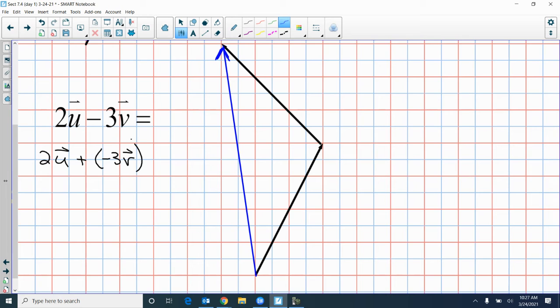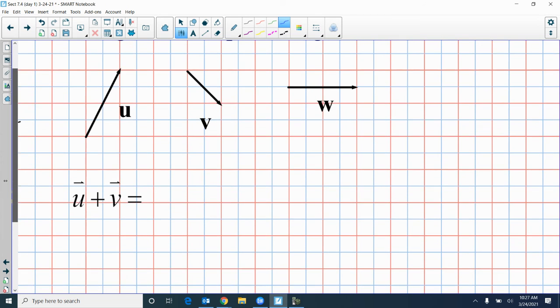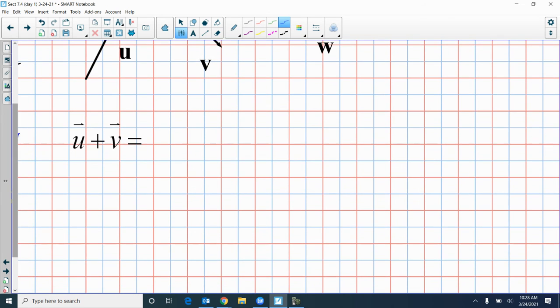Okay, now at the bottom, it says the parallelogram method. We're going to do something we already know. We already know u plus v. What you want to do when you do the parallelogram method is start them both at the same point. So just pick a point and do this in that bottom piece there. And from here, draw u, and then draw v. Both starting from that same point. Now make a parallelogram with that.